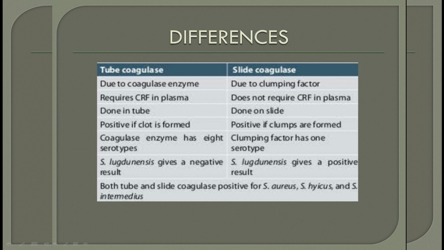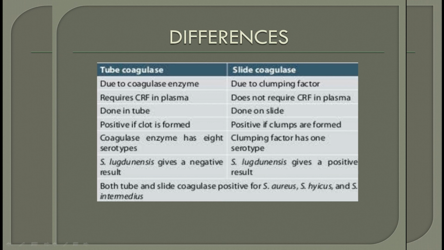Tube coagulase is done in a tube, slide coagulase is done on a slide, as the name suggests. That's a very basic and obvious difference. In tube coagulase a clot is formed, and in slide coagulase clumps are formed. Now, these are differences for which, if you have a lot of marks to earn, only then go for them. These are very bland and basic differences. So I wouldn't really recommend differences from the 4th point onwards.